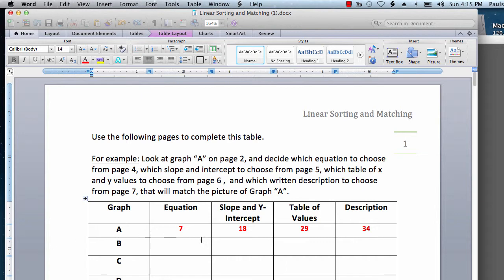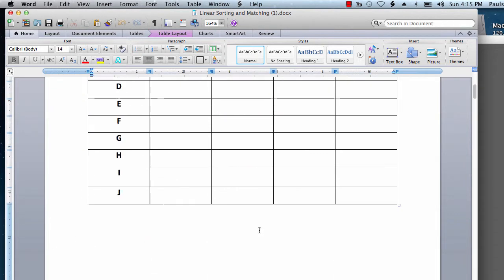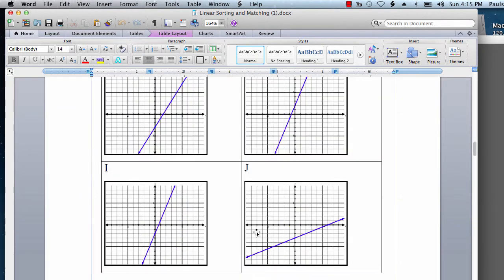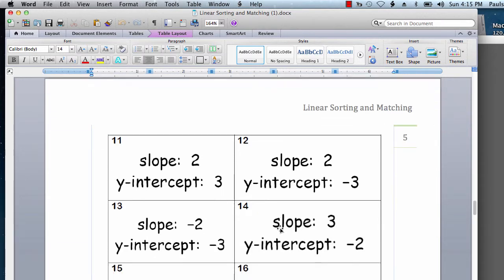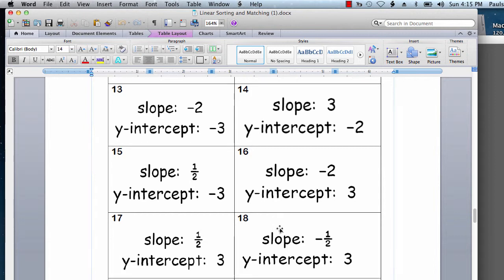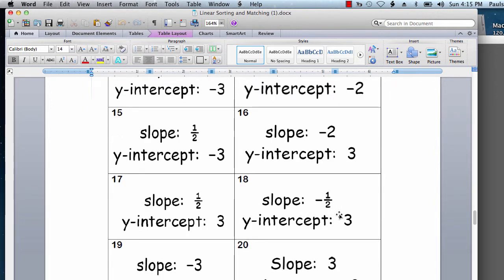So let's look at our choices. It says here it's choice 18. Okay, so we go down here and look at our slope-intercept choices. Choice 18 is slope negative 1/2, y-intercept 3. So we know that's correct.